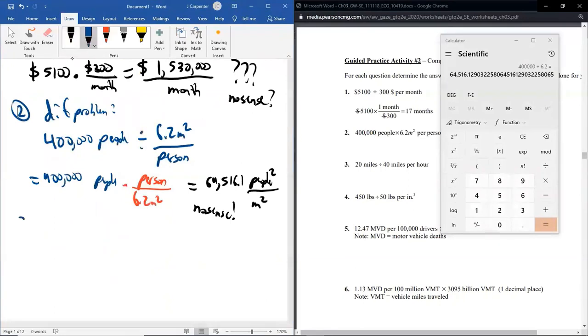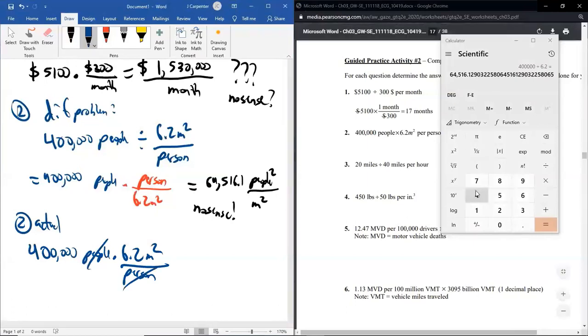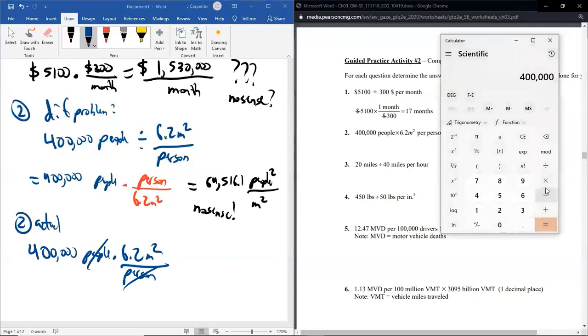So maybe I'll instead do the actual problem and I'll do the multiplication. Let's try multiplying them. Now again, fair warning, it's possible you need to swap the order of the divisions and that would give you an answer that makes sense. But we're just going to go straight to brass tacks and say that this is what we're doing. The 6.2 meters squared per person, aka people, so now we have people top, people bottom, they cancel. We're going to take the 400,000 times the 6.2. And we get big number, 2.48 million.